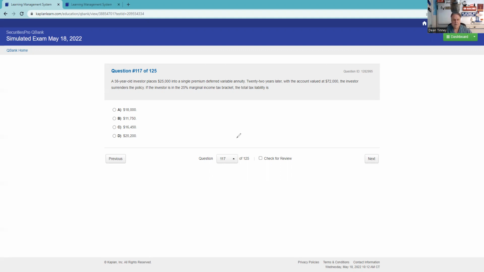The investor surrenders the policy. If they're in a 25% marginal tax bracket, the total tax liability is, I'm timesing that by 25%. So I took the 47 grand, which is the difference between this and this, because that's money that hasn't been paid taxes on, timesing that 47 grand, and I'm coming up with choice B.